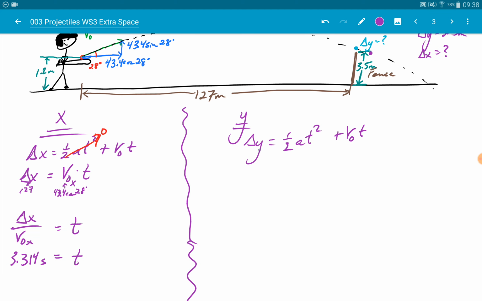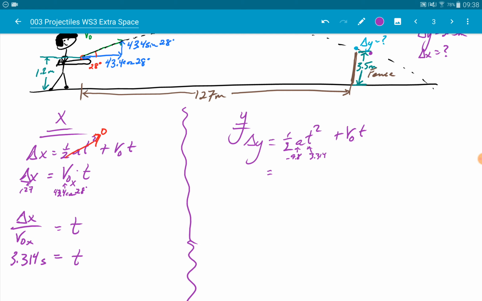Anyways, we're looking for the delta y, so I don't know what that is. I know the acceleration. Great. That's negative 9.8. I know the time. Great. That's 3.314. And if you asked, hey, why did you write down 3 decimal places, not 2? No reason, really. I'm going to use all of them in the calculation anyways.